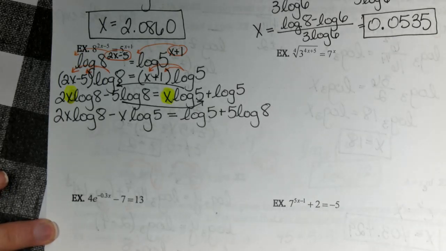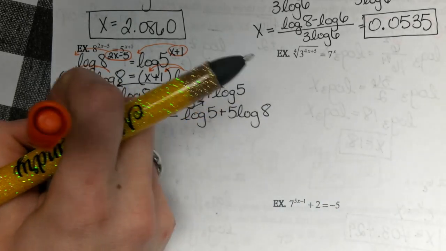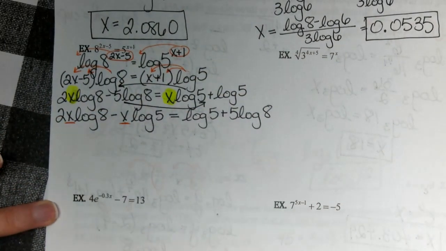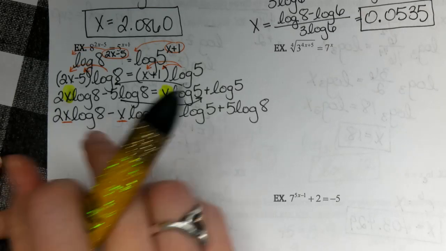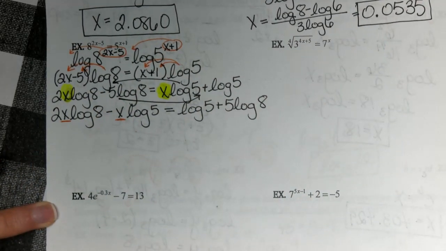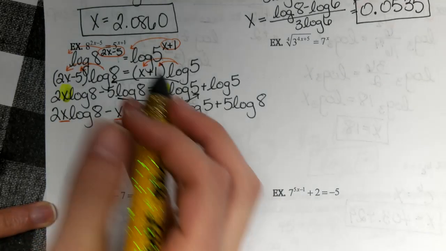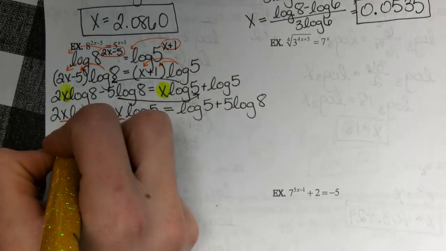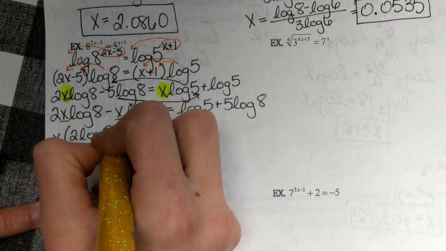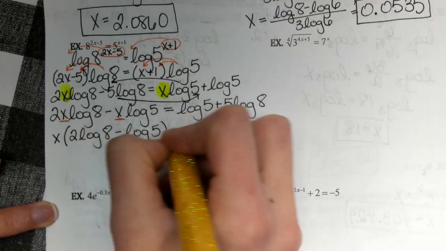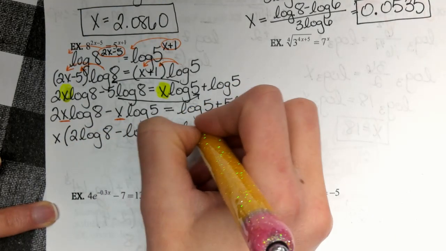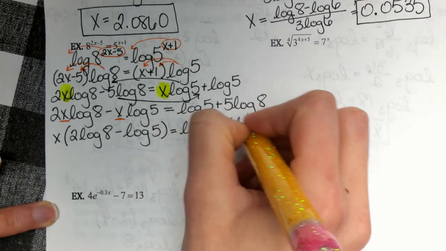Y'all follow me? Okay. I still have 2 x's. But log 8 and log 5 are not like terms. What can I do? I'm going to take that x out as a GCF. If it's in both terms, you can factor out a GCF, right? So I'm going to take this x out, and that becomes 2 log 8 minus log 5 equals log 5 plus 5 log 8.